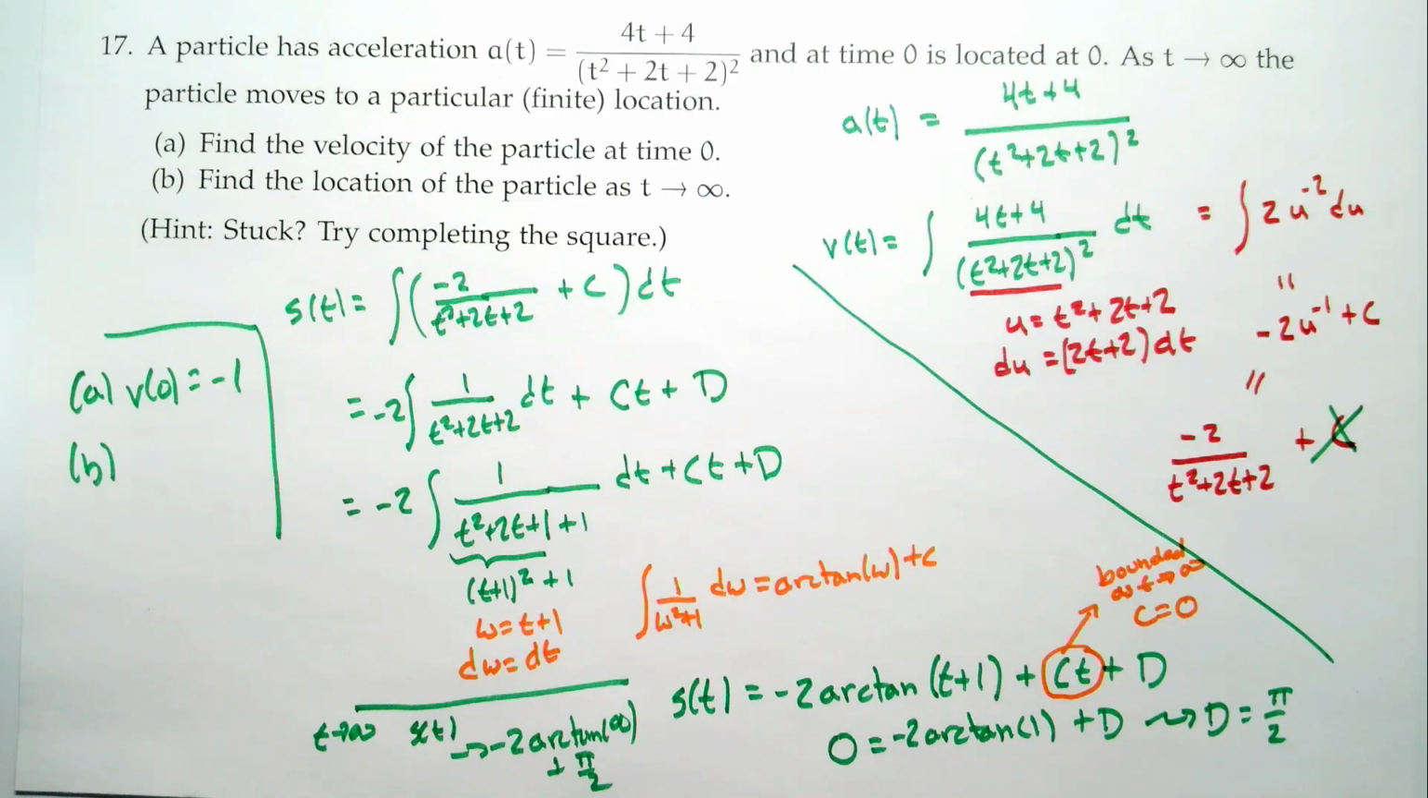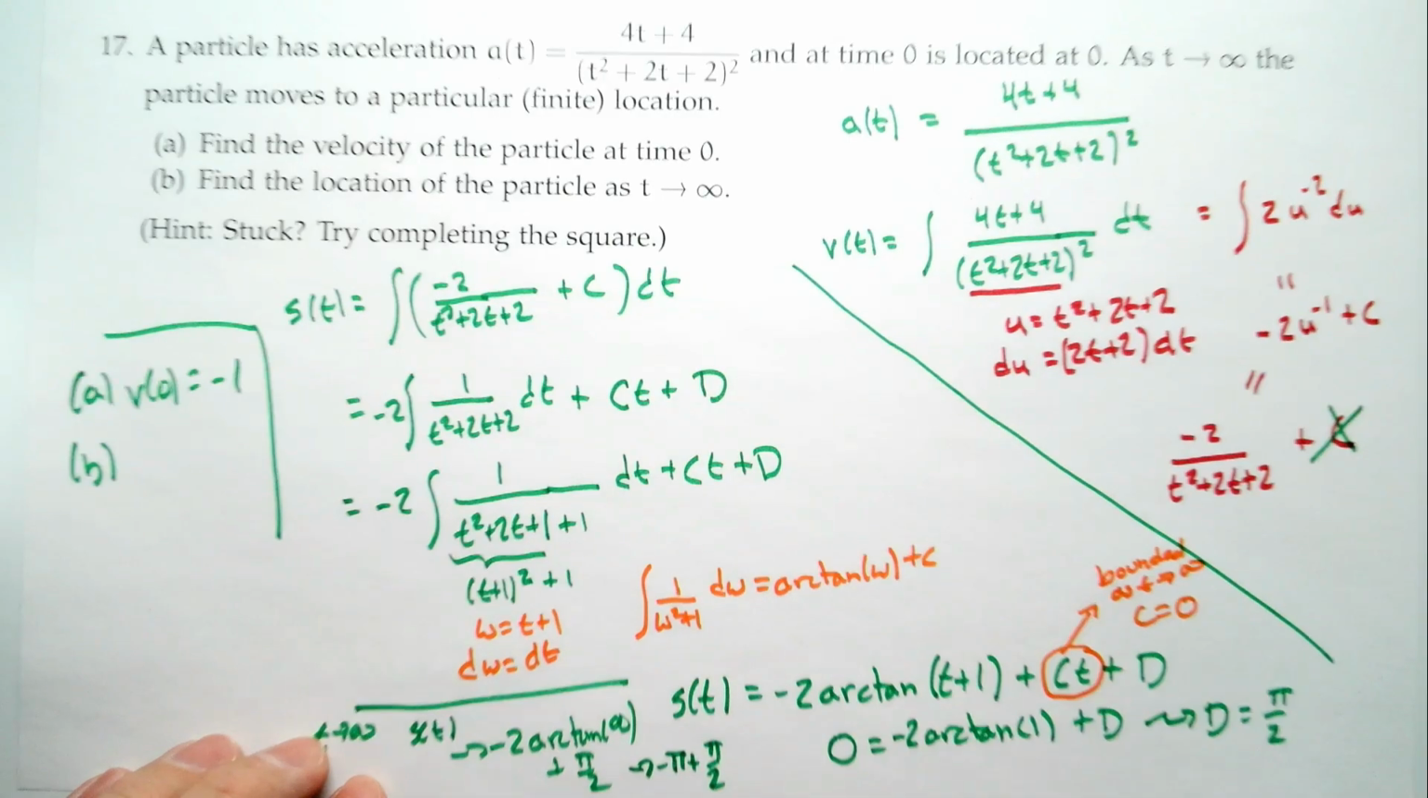So when we're talking about arctangent of infinity, what's happening to arctangent as you head off to infinity? What does arctangent approach as you head to infinity? Pi over 2. It's a horizontal asymptote. It comes from the vertical asymptote of tangent. So we get negative 2 times pi over 2, which means it's going to negative pi plus pi halves.